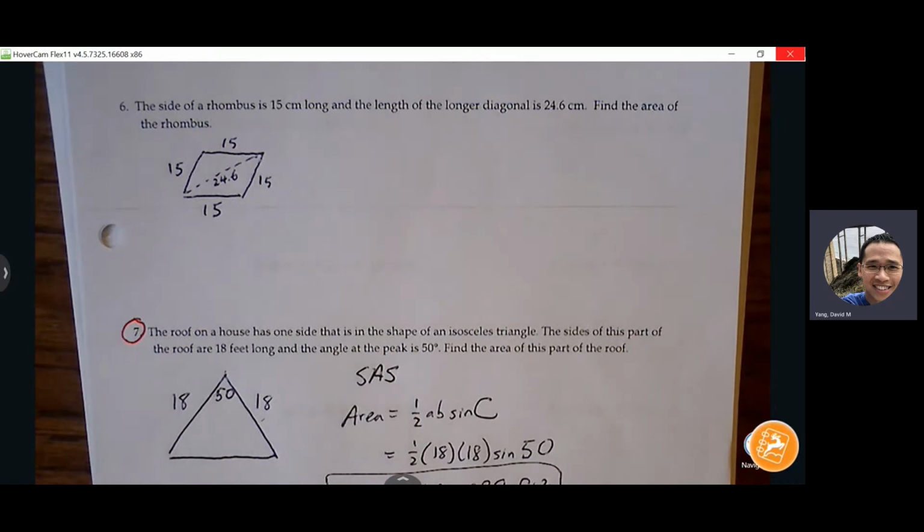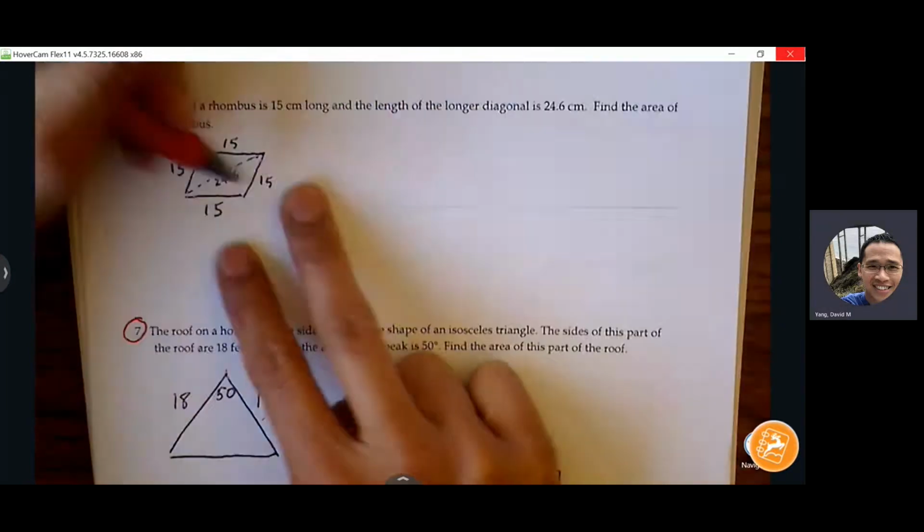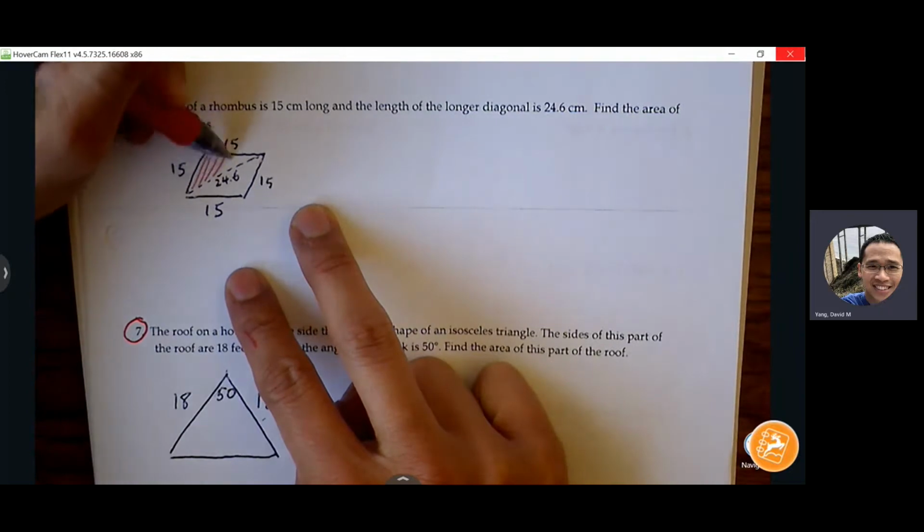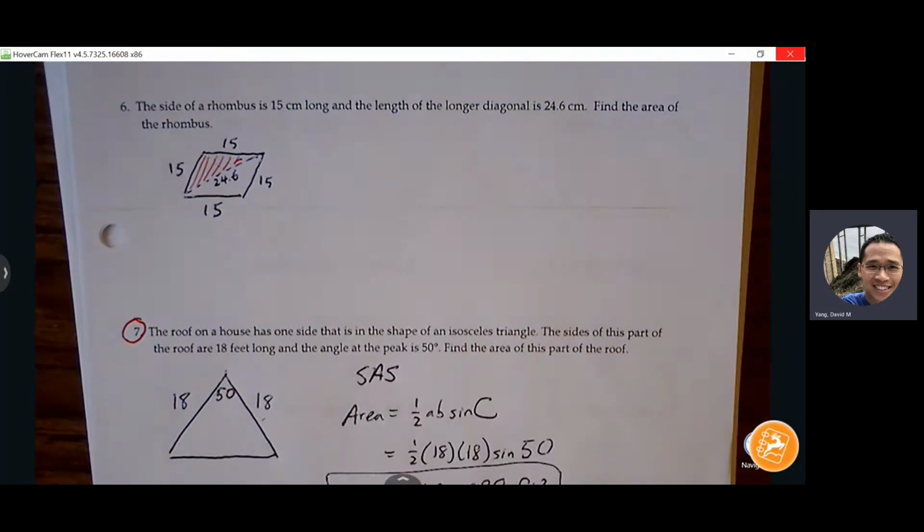Well, what do you think? What's our strategy for this? Yeah, make it 2 triangles, right? So let's just go ahead and find the area of one triangle using side-side-side. And once you get that, we can just double it, right? Because they're going to be identical versions.